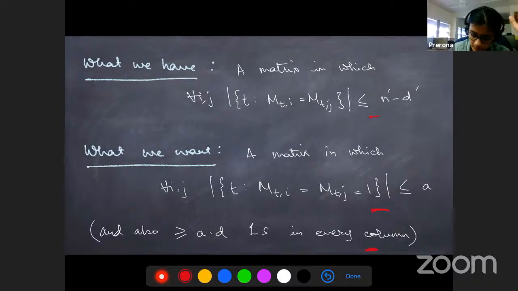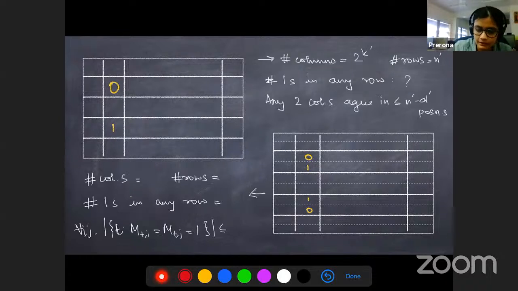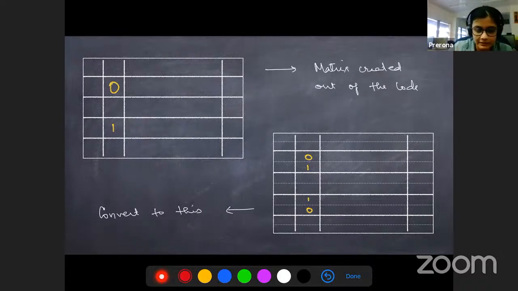Okay. Fine. So these are the two things we need. So we've created some matrix, but we want to somehow convert it into some matrix which has the required property. So this is how we are going to do it. Suppose this is the matrix you created, just by doing what we just did.